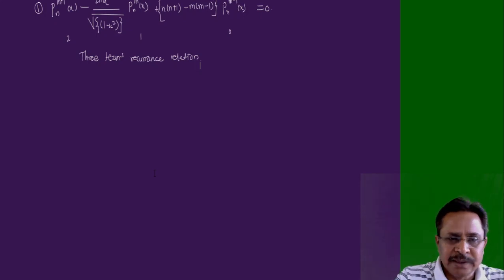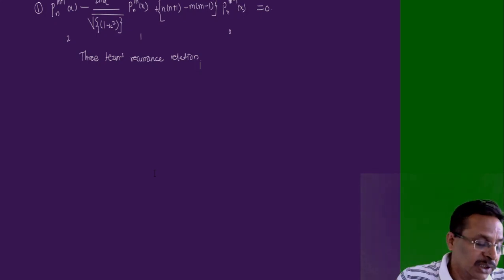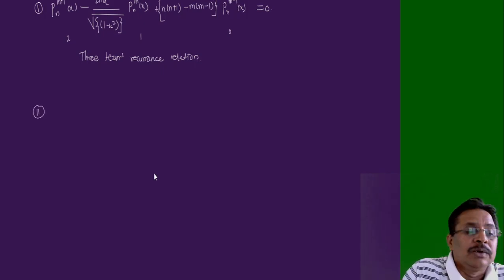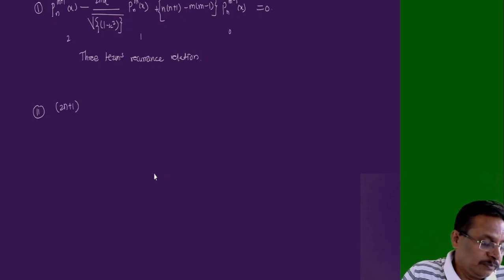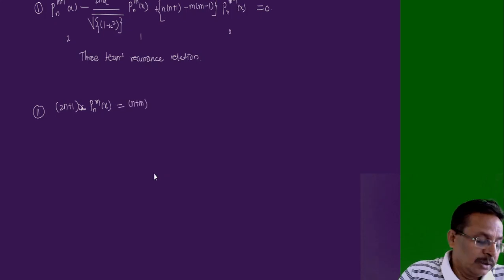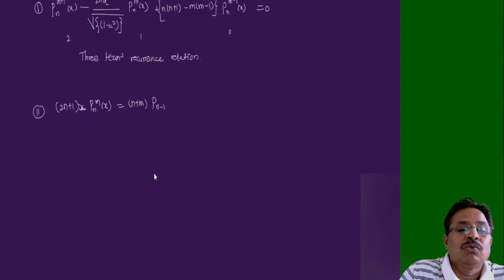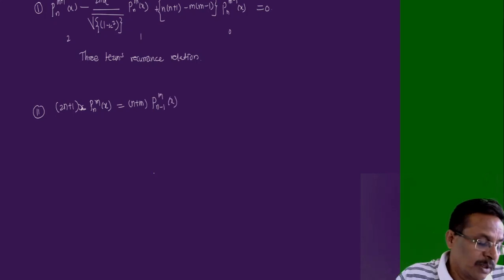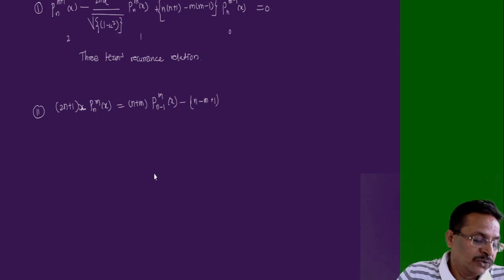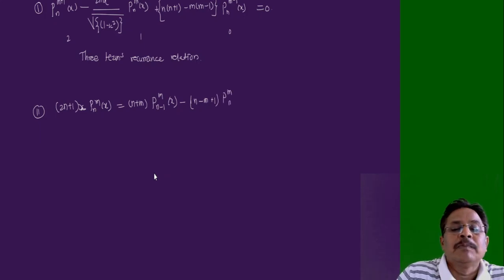If someone has interest in getting all this type of recurrence relation, he can check all such standard reference books. This is first. Second, you can show that (2n+1) x times P_n^m(x) is equal to (n+m) multiplied by P_{n-1}^m(x) minus (n-m+1) into P_{n+1}^m(x).